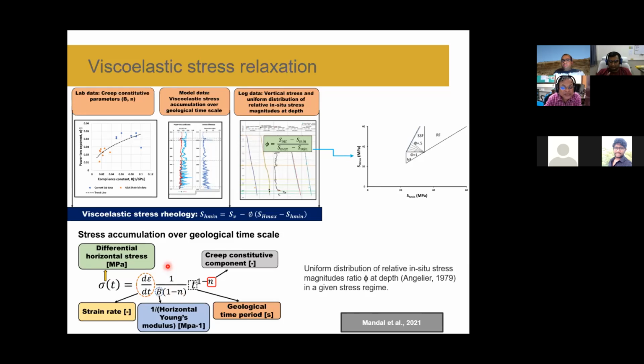We need the 2 components of creep, as I mentioned, B and N, and then the time component as well. So in this scenario, we need to know the strain rate, B, N, as well as time. Time is normally available from the stratigraphic information. Strain rate you can also compute if you have a particular measurement of least principal stress already available and you know the rock Young's modulus. And B and N basically come from our creep parameters itself.